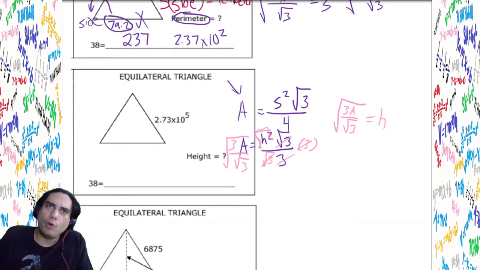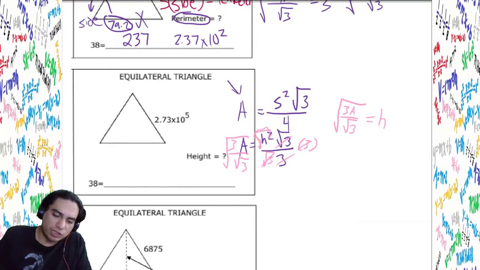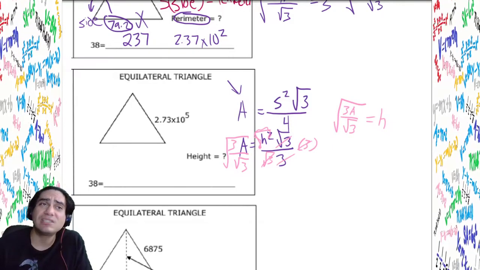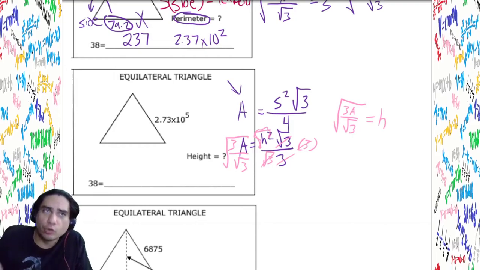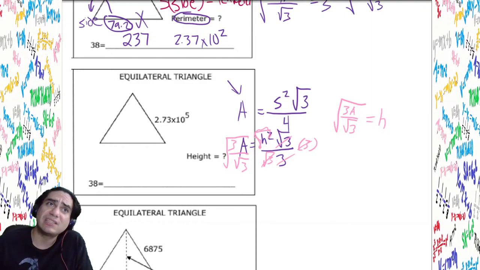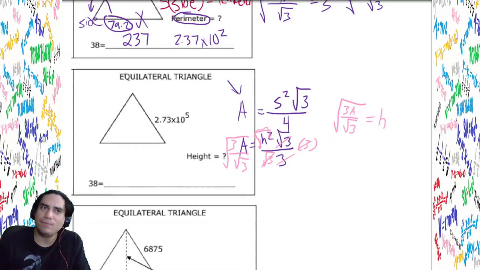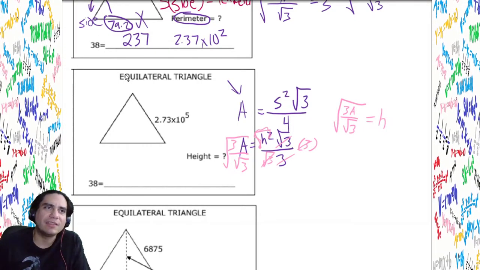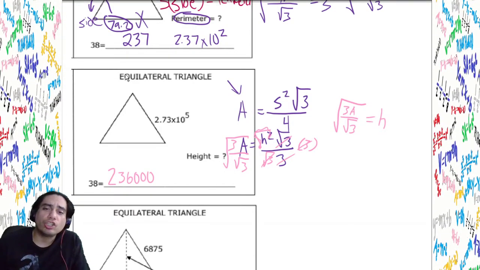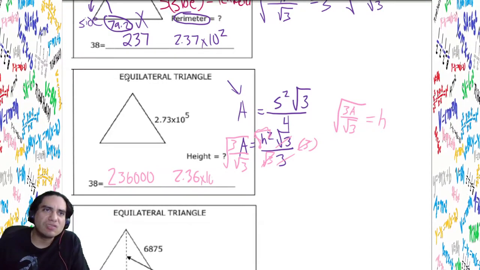Then we're going to multiply that bad boy by 3. We're going to get 3 square root, and then hit divide, and then square root that bad boy. Now, this answer seems a lot more reasonable. My previous answer had times 10 to the second, which means it was in about the hundreds. This original side is 2.73 times 10 to the fifth, about 273,000. A height in the hundreds can't be right. But this one looks good because my height is 236,000. That's making sense. Or 2.36 times 10 to the 5th, all right?